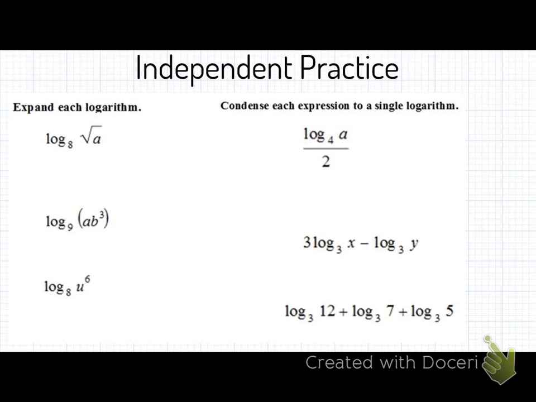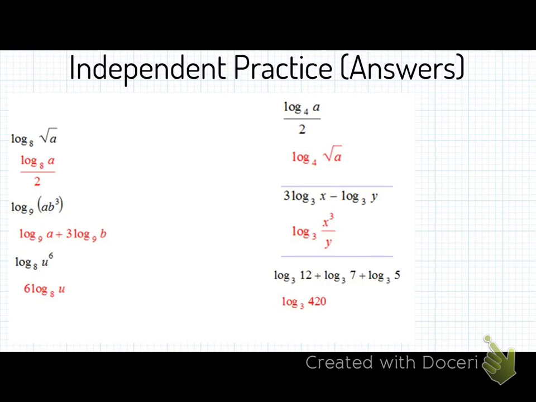Alright students, so you should have tried these out. So here we go. Here are the answers. Okay, let's check your work.